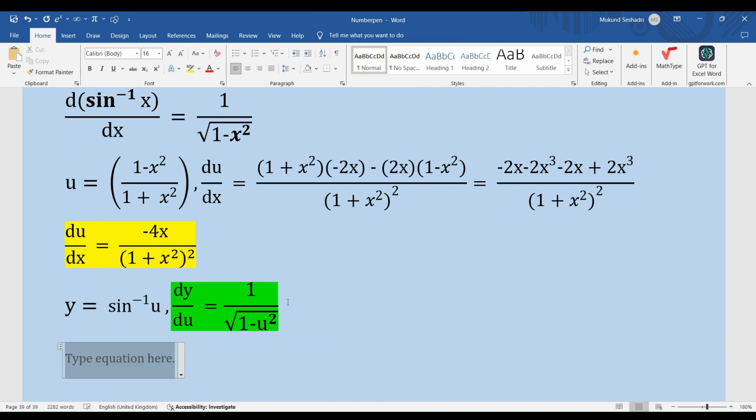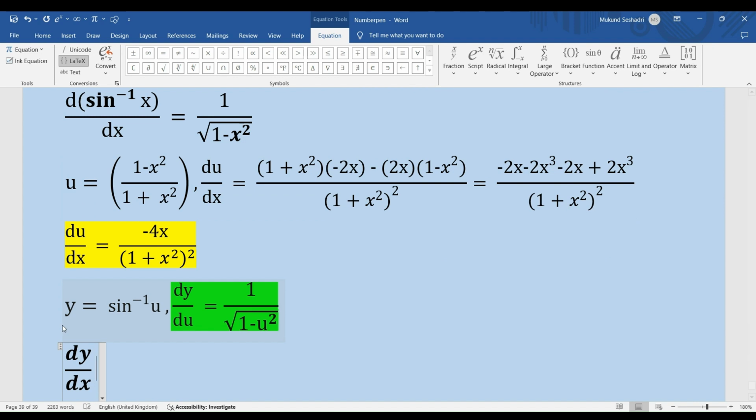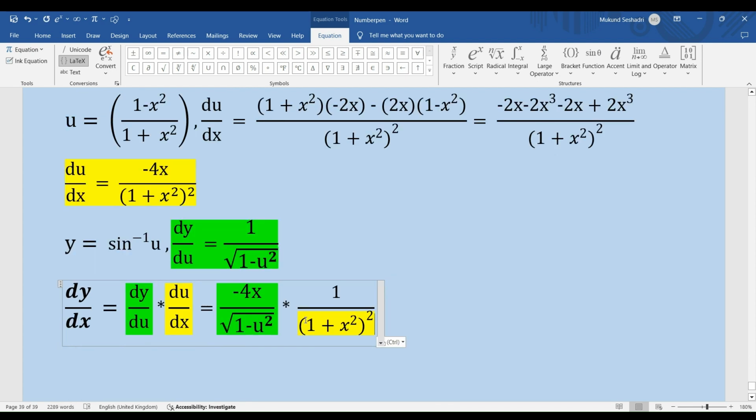So let's write down the next step. What is my dy by dx, right? So my dy by dx from the chain rule is nothing but dy by du, which is highlighted in green, multiplied by du by dx, which is highlighted in yellow, right? So I directly pick the yellow and the green expressions that I have, and that becomes my final answer. So this is what I have as my final answer.